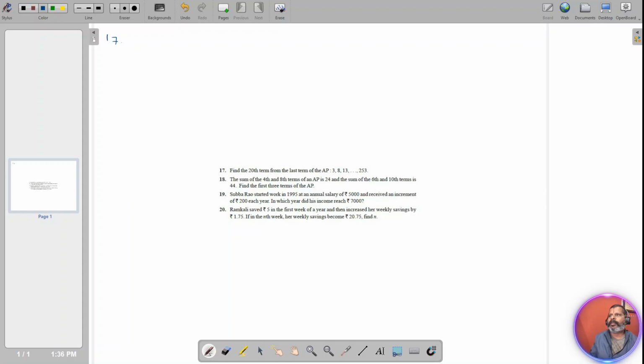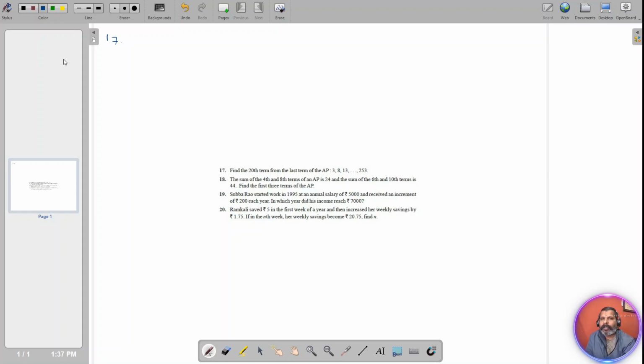Find the 20th term from the end, means from the last term, of the AP. The AP is given. You have to find the 20th term from the end of the AP. Remember, the formula an = a + (n - 1)d is always from the beginning of the AP. So to calculate a term from the end of the AP, you just reverse the AP and apply the same formula.